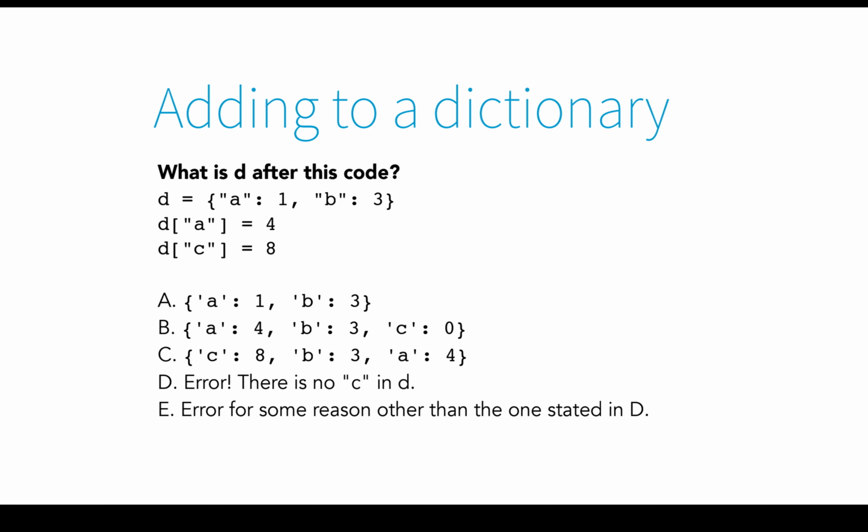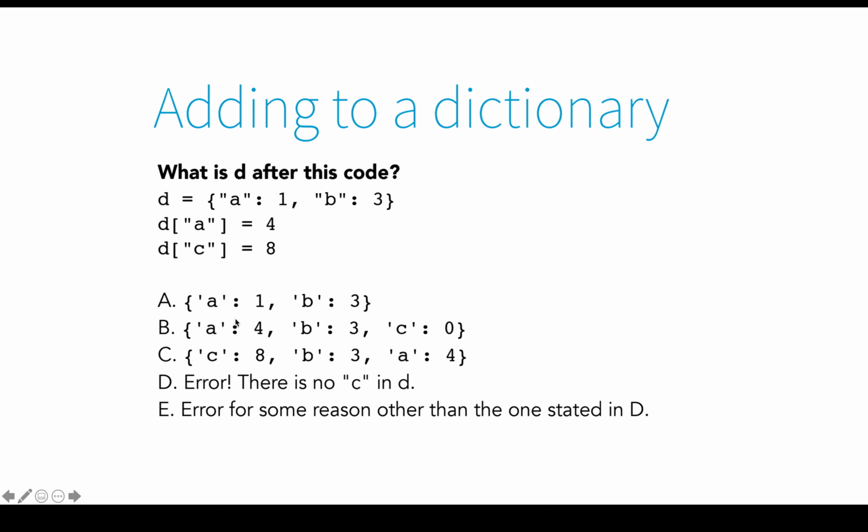What if I have a dictionary, same as before. I changed the key A to 4. That'll change to 4. We already know that. And then if we add C, will it fail? Can we add something to the dictionary like that? Turns out that we can.